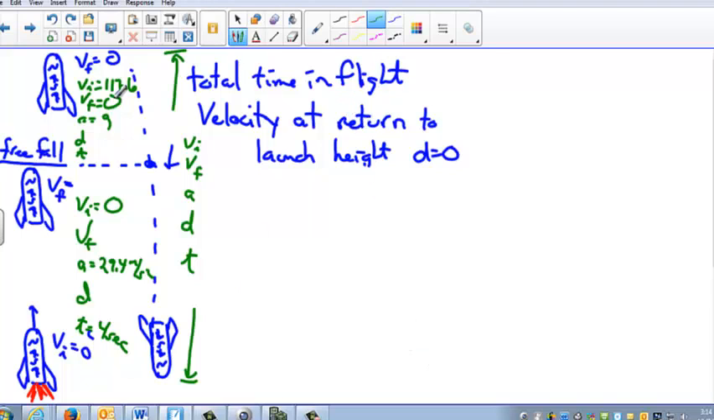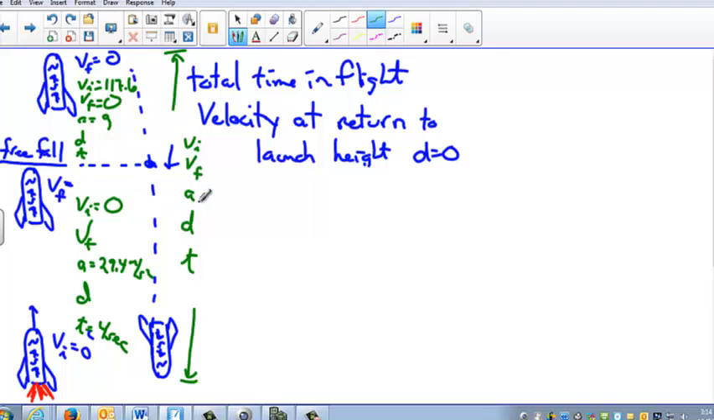So the first question, just how high it goes above the starting point, we'll talk about. We also asked these other two questions in class: the total time in flight and the velocity when it returns to the launch site, or back when d equals 0. All right, so let's start with the first question.